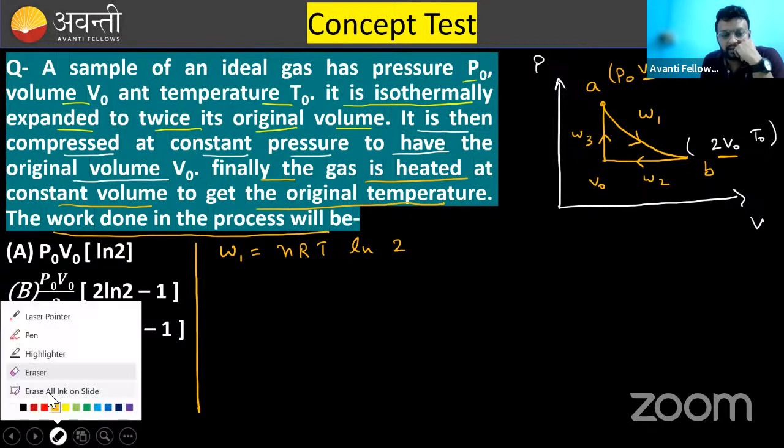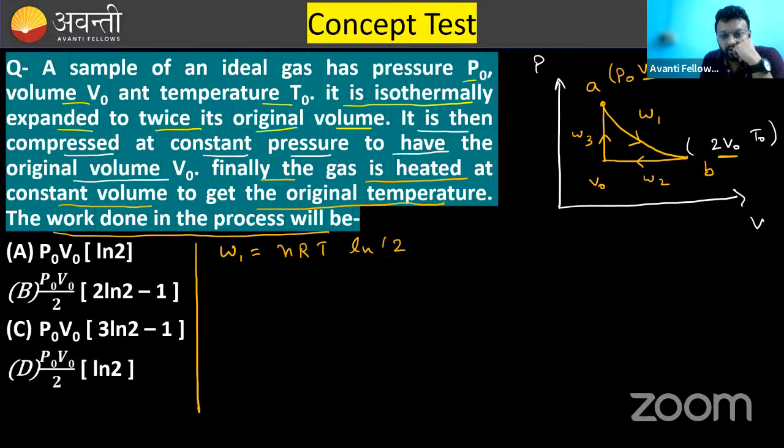I think this point is clear now. Clear? Now, what is the temperature? In the complete process, temperature is T naught. I think till now everything is sorted. So W1 is nRT naught ln2. But if you can see, in all these options, temperature is not mentioned. There is no issue with that.